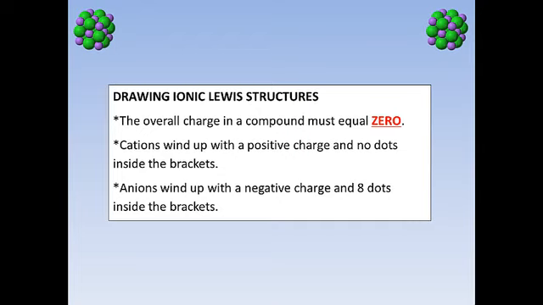When drawing the Lewis dot structures of ionic compounds, you must keep several things in mind. The overall charge in a compound must equal 0. If it does not equal 0, it is not a compound, it is an ion. Cations wind up with a positive charge and no dots, which represent the valence electrons, inside the brackets. Anions wind up with a negative charge and 8 dots inside the brackets.